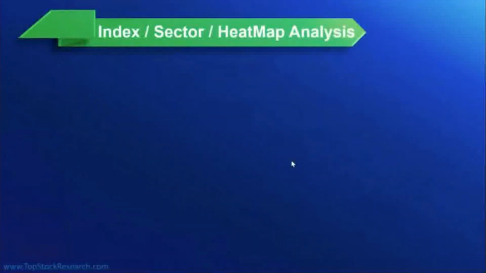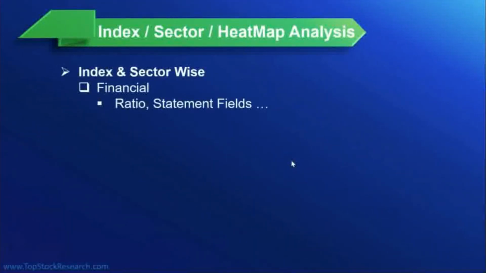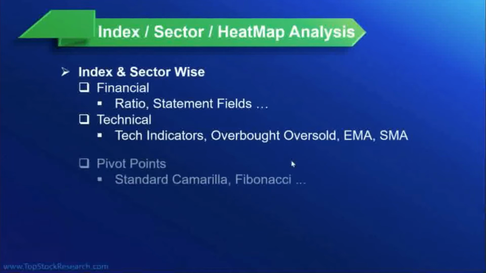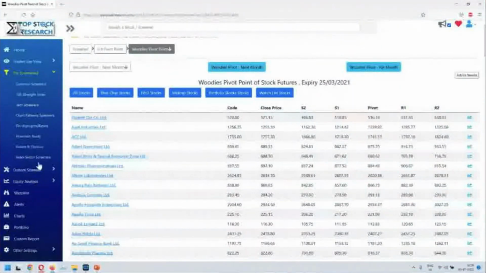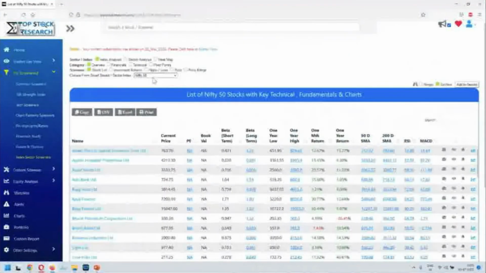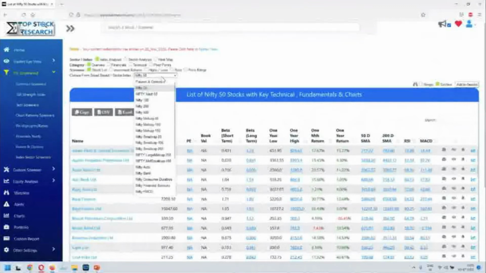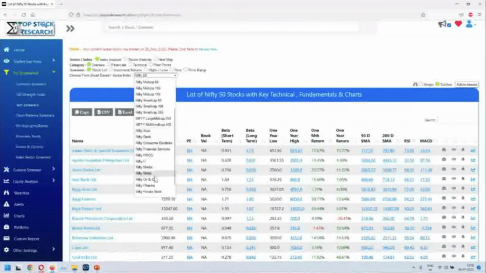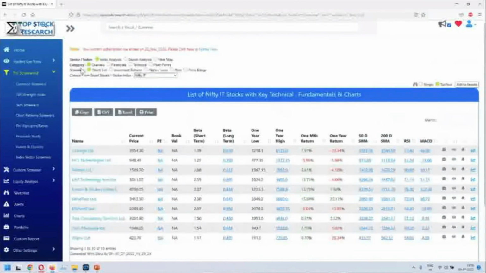The next one is purely index and listing analysis. So look at the index. Choose the index of your choice. Maybe if you are looking at auto sector or maybe pharma, IT could be a good one. Rupees is pretty volatile. So you can look at some of the basic information.